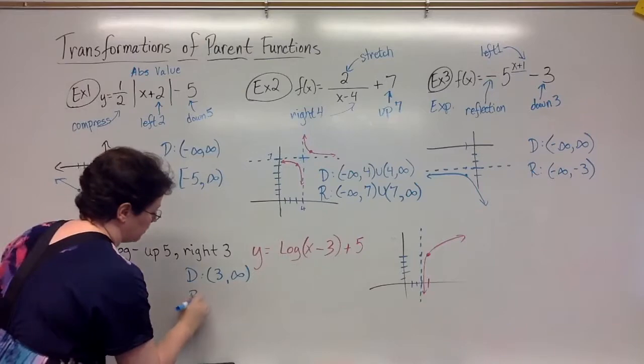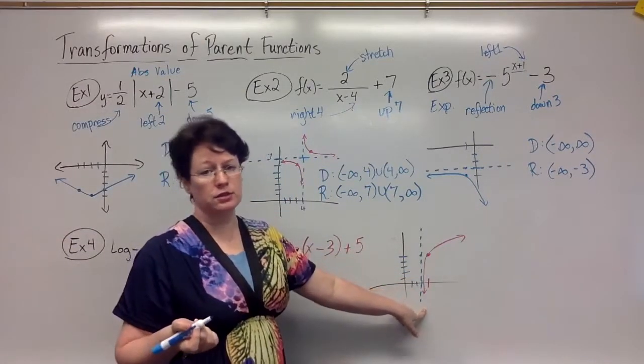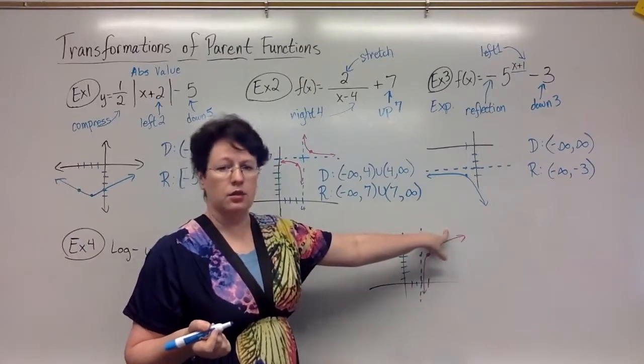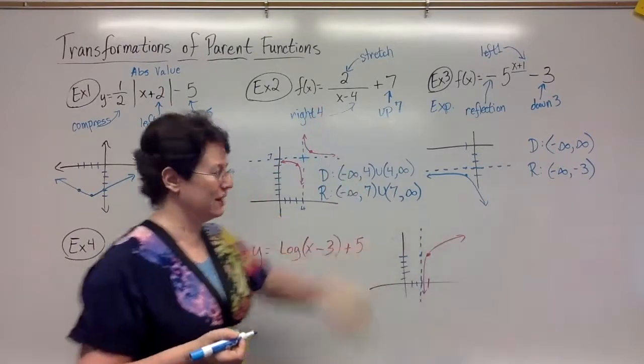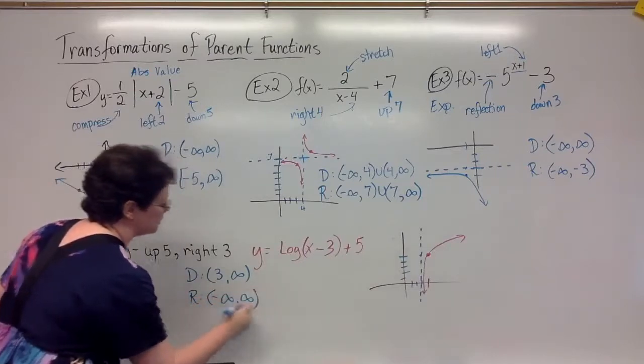Okay? Let's do the range. How low does it go? It's got an arrow, so it's just going to keep going. How high does it go? It has an arrow. It's going to keep going. So my range goes from negative infinity to positive infinity.